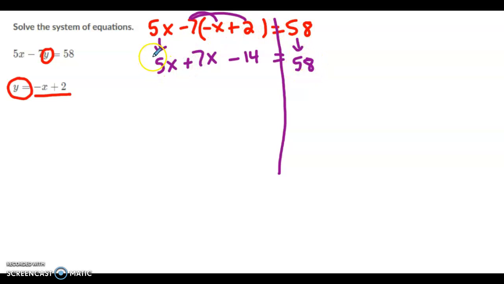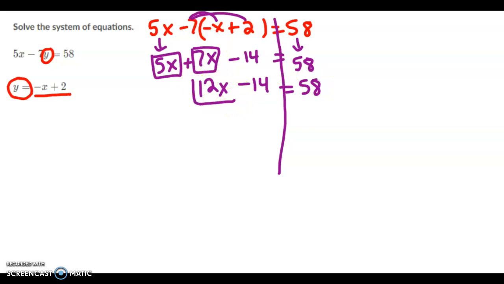Now I'm going to box off my letters. I have a 5x and a 7x. They're on the same side of the equal sign, so I can go ahead and combine them. I do not need to do opposites here because I'm not trying to move it to the other side. They're on the same side, so I just add them together. 7 plus 5 is 12 x's. Bring down my minus 14 and bring down my 58.